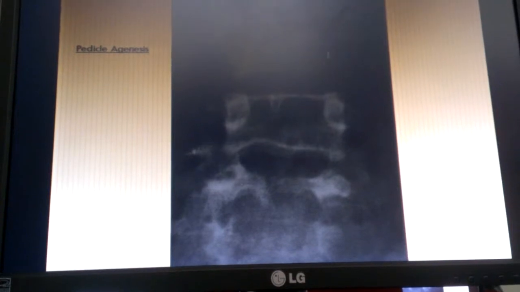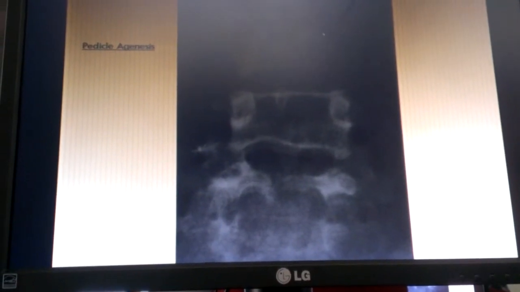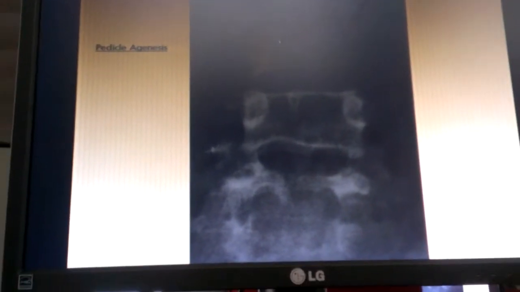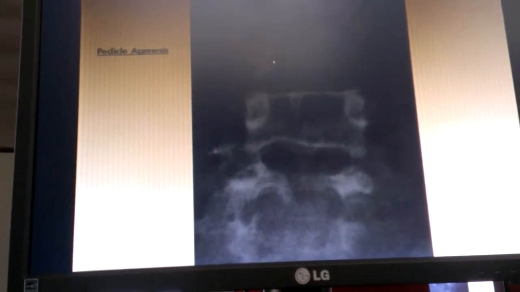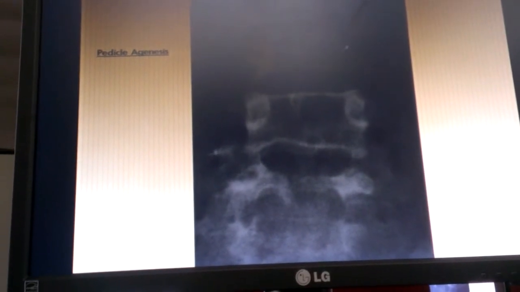Here, right, we're missing what? We're missing one of these. What are these? Pedicles. Pedicles, right? And you can see that this pedicle here is extremely large, and it's working, and it's hypertrophy. It's working for both pedicles because this one's missing.